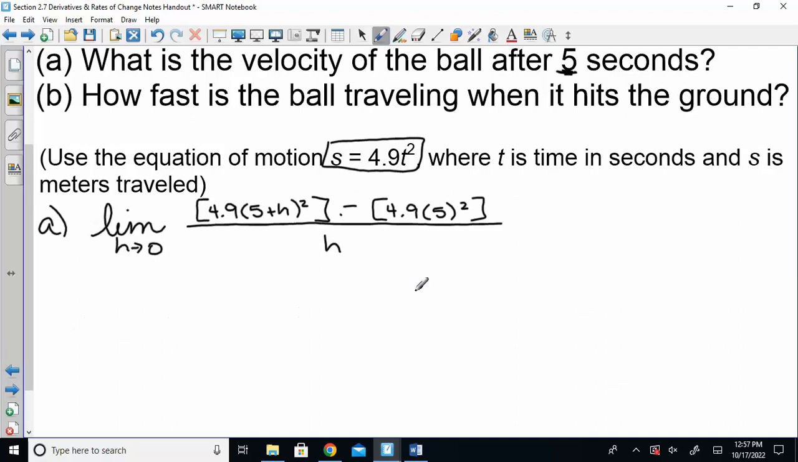All right, so you have to kind of do a little math and simplify all this. We only have 2 terms here. They both have a 4.9. Would you guys care if I just factored that out to the front? So if I pulled out 4.9 times 5 plus h squared, if you write it twice in FOIL, you get 25 plus 10h plus h squared. Minus 5 squared, which is 25.